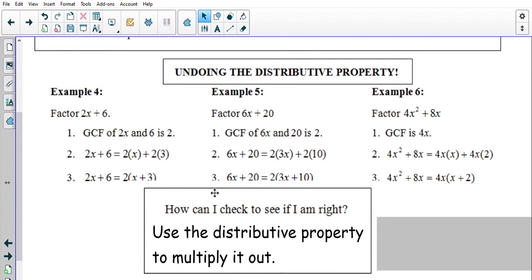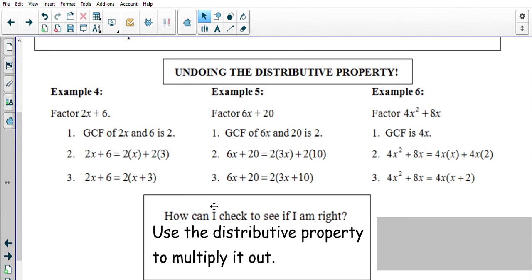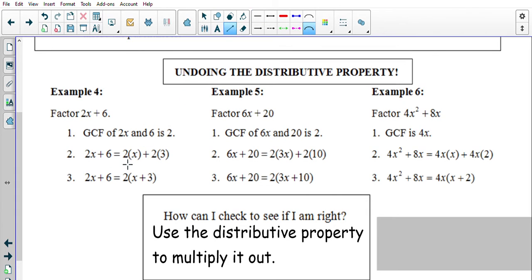So for example, just move that down a little bit. In example 4, which I'm not going to go through all of these examples, 2x plus 6 factors into 2 and then in parentheses x plus 3. If I use the distributive property, 2 times x gets me 2x, which is what I started with. 2 times 3 gets me 6, which is what I started with. So it's one way to check to see, is my solution correct?